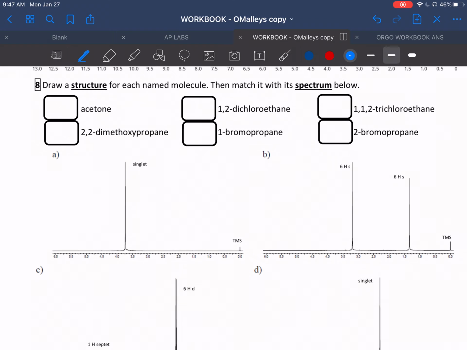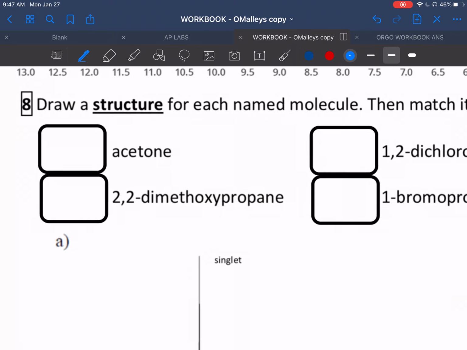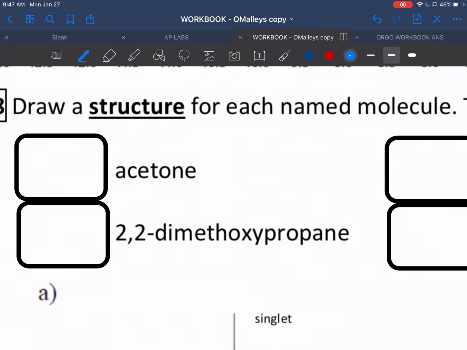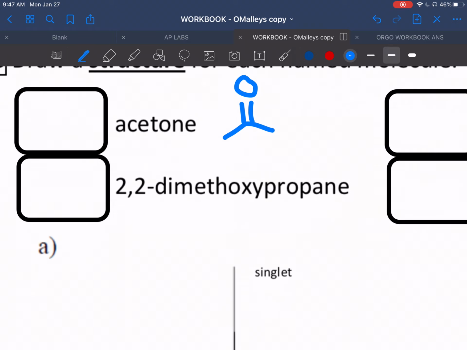Now, the thing to do first here is just turn these names into actual chemical structures so we can actually look at what they look like. Acetone is the simplest of all ketones. It's just propanone. Right below it, 2,2-dimethoxypropane. That's a propane with 2 O-methyl groups attached to the same central carbon.